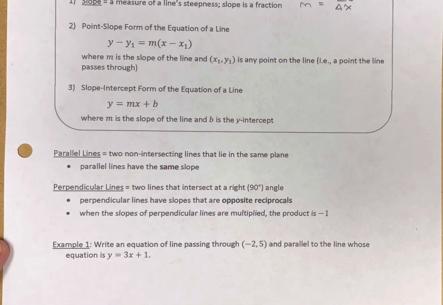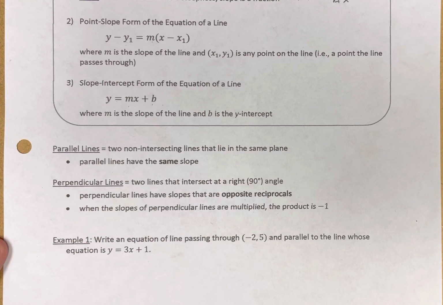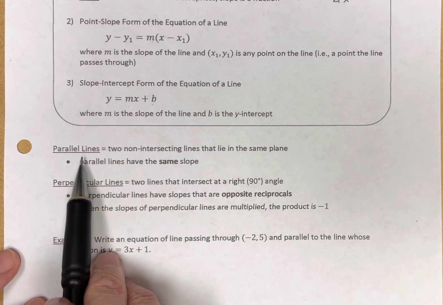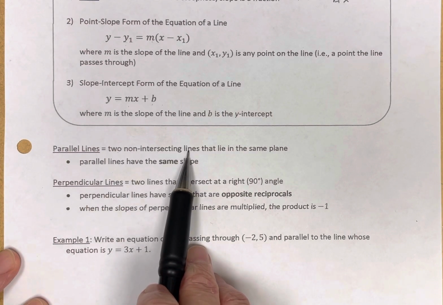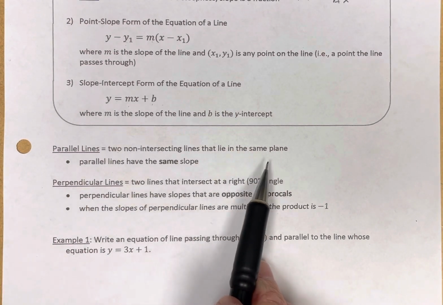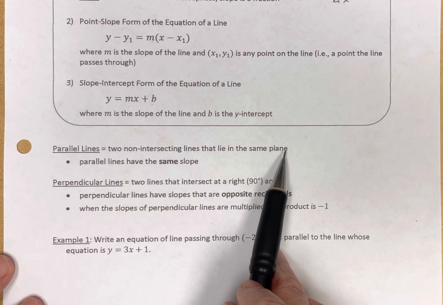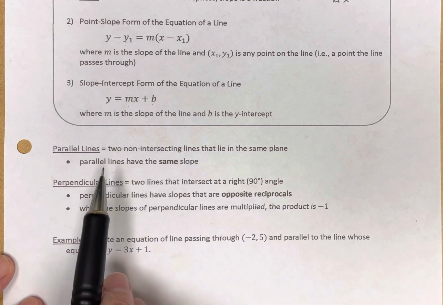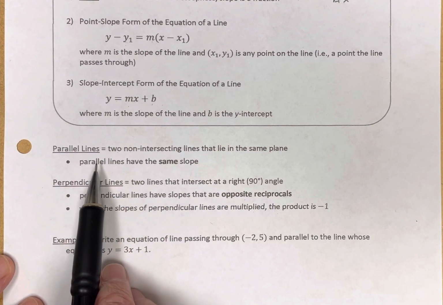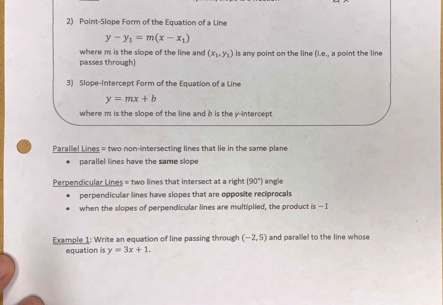Well, let's first define parallel and perpendicular lines mathematically. Parallel lines are two non-intersecting lines that lie on the same plane. Probably way back when you talked about it like railroad tracks, two lines that go on forever and never touch. Okay? Key for us is that parallel lines have the same slope.